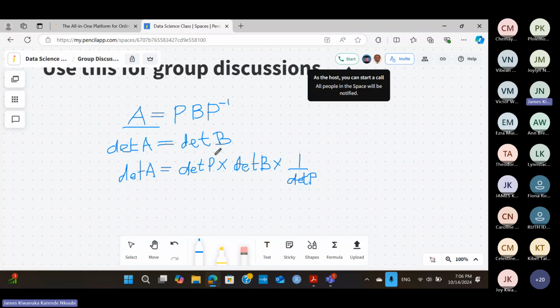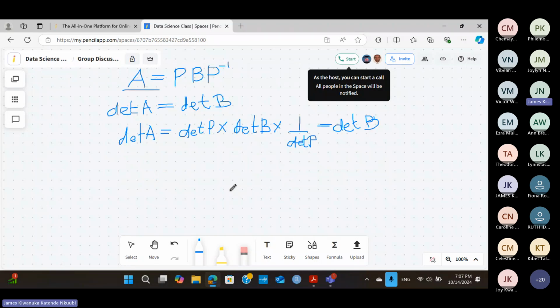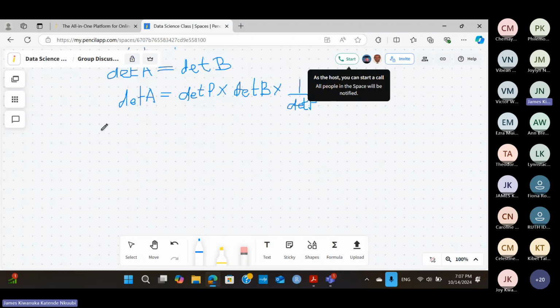So I can cancel this. These are just numbers, so I can cancel them out. They will disappear. So I'll be left with determinant of B. So this shows that if two matrices are similar, then they have the same determinant. So that should be the next one. The next one says the trace of A is the same as the trace of B.